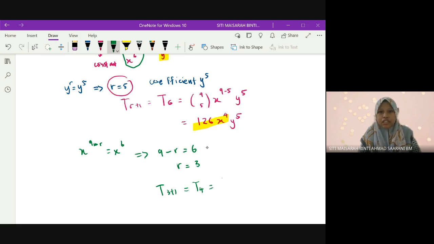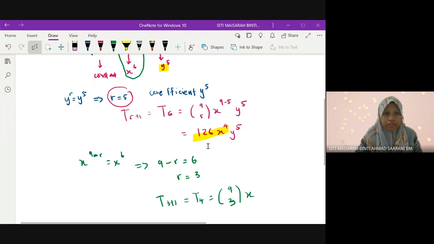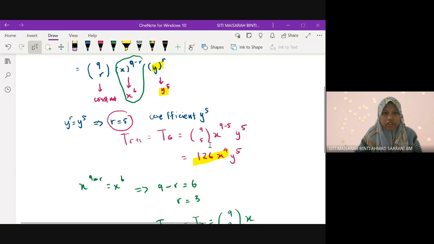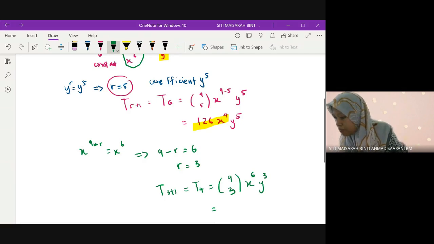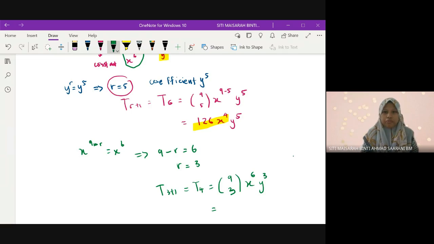So then this is become 9C3 x power of 6 lah. Ini yang kita nak. x power of 6, y to the power of r dia 3. So y to the power of 3. Okay, so then kalau kita kira, kita dapat 9C3 is 84. This is 84 x power of 6 y cube.